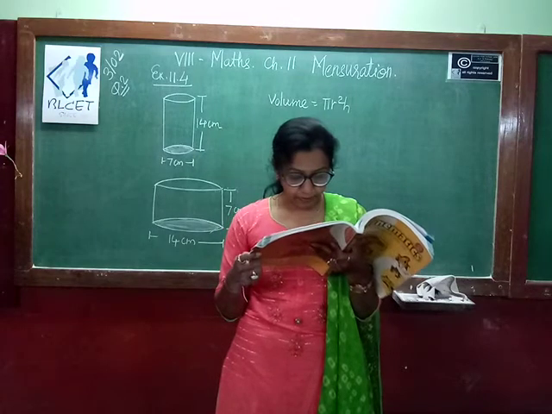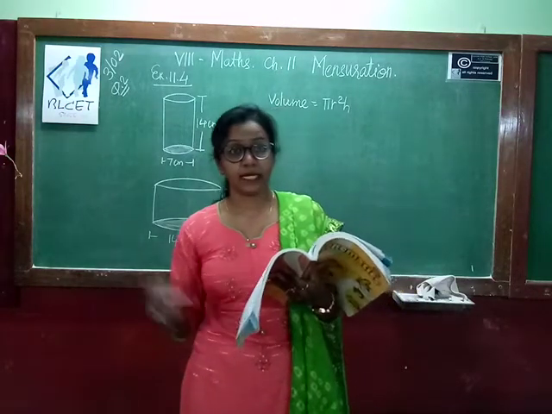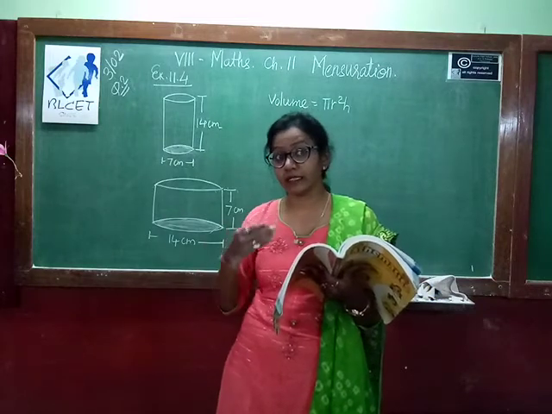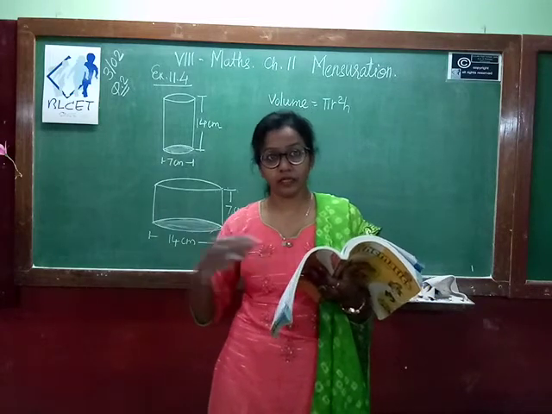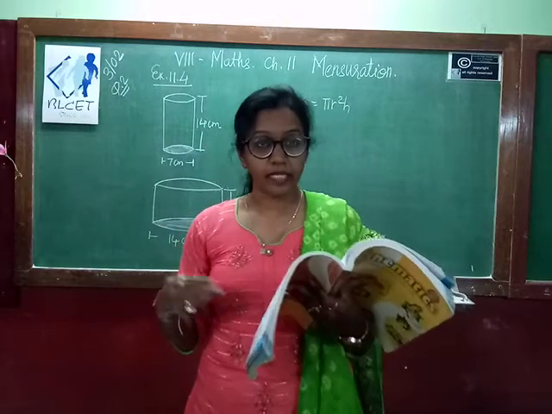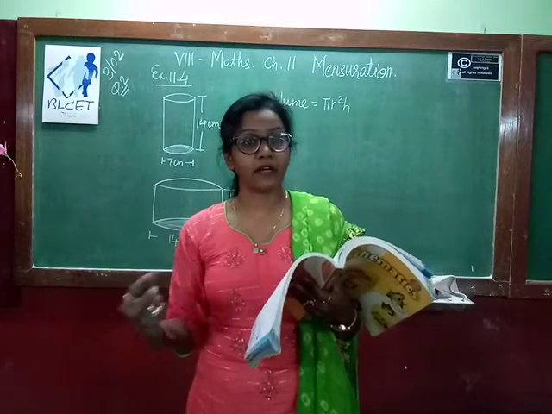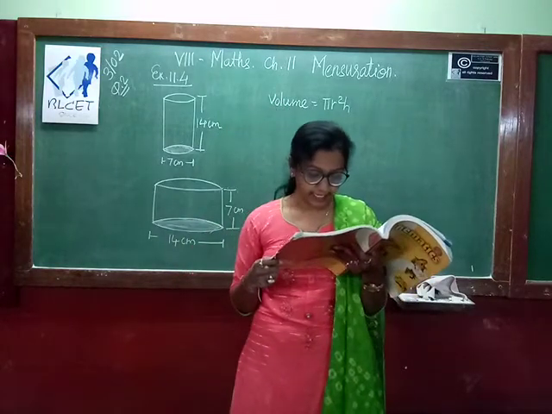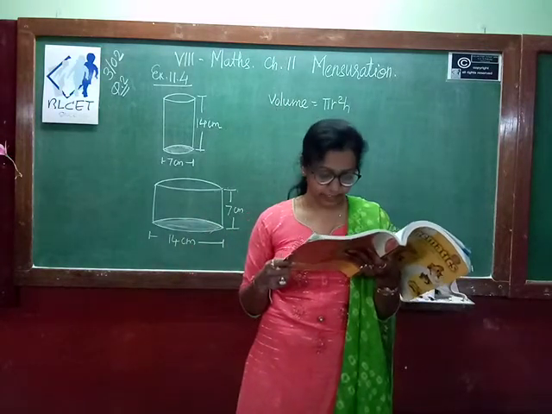Second, number of cement bags required to plaster it. If you want to plaster the water tank, you are plastering its wall, not the inside area. So that time you want to find the surface area of that water tank. So in the second situation, we have to find surface area.